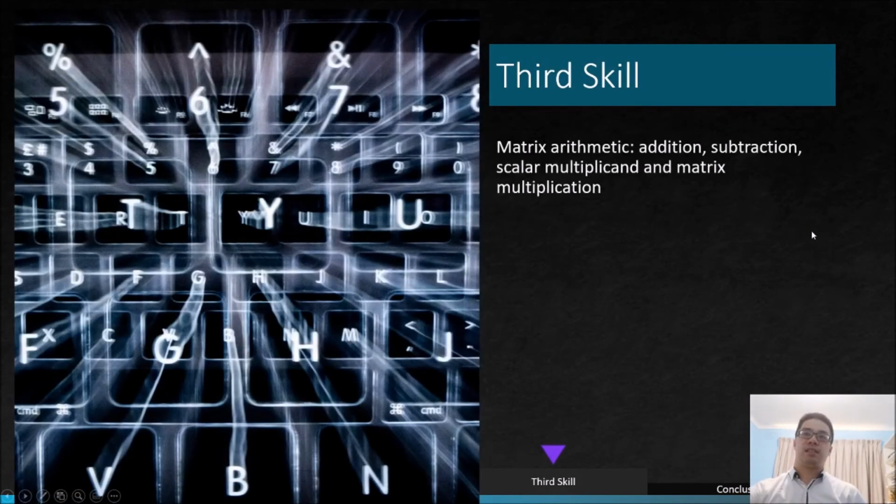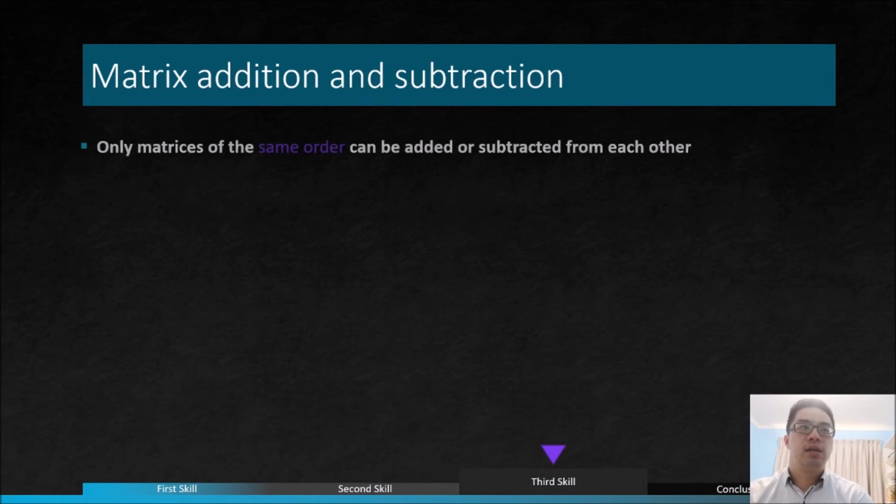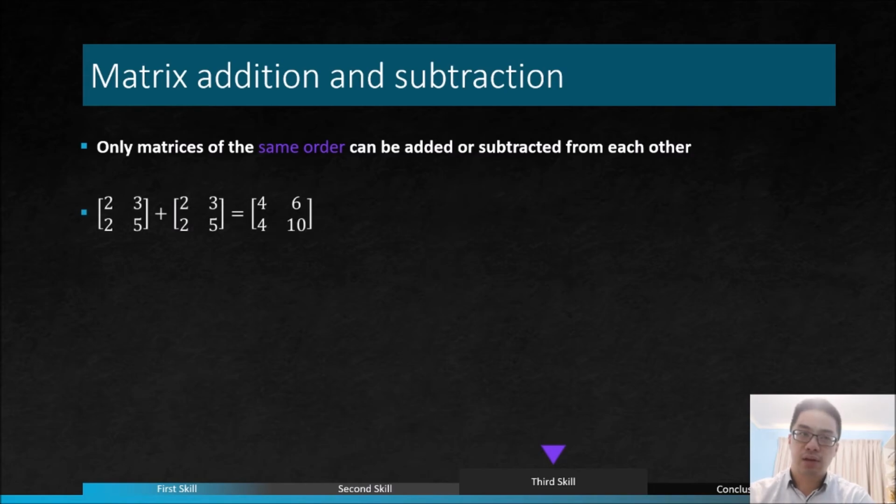The first skill is matrix arithmetic: addition, subtraction, scalar multiplication, and matrix multiplication. So only matrices of the same order can be added or subtracted from each other. Please make that very clear. It will save you a lot of trouble. So for example, this is a 2 by 2 matrix plus another 2 by 2 matrix, which means you're going to end up with a 2 by 2 matrix.